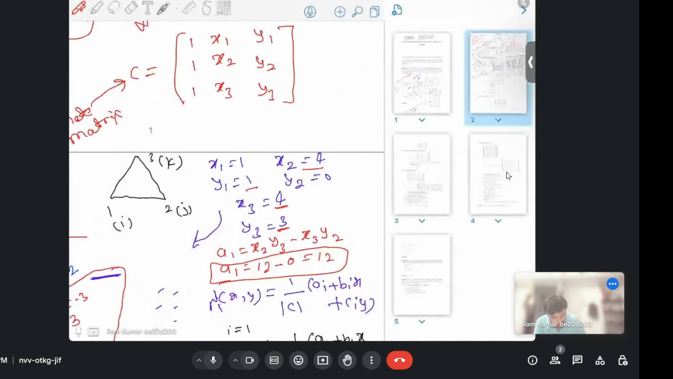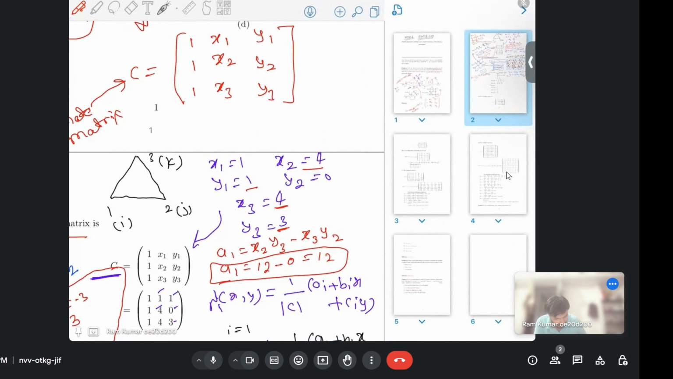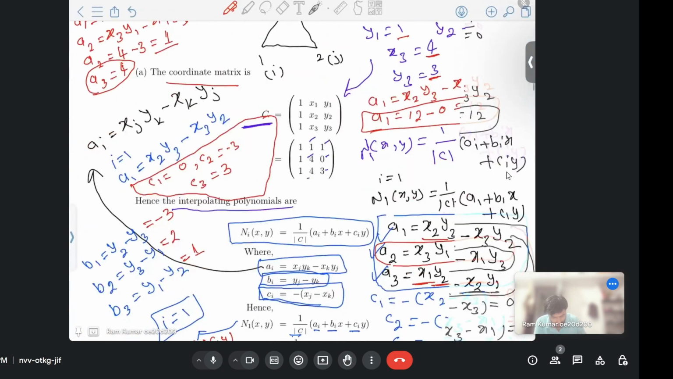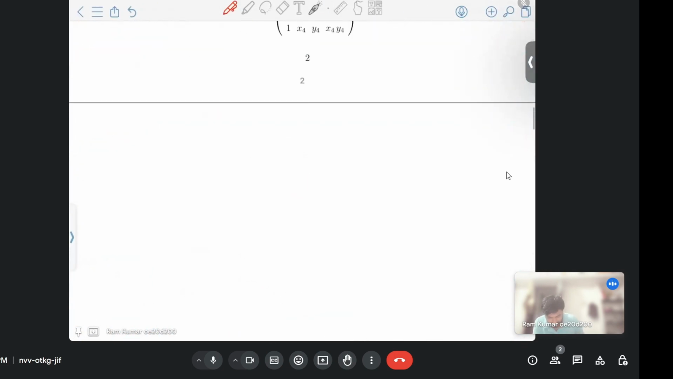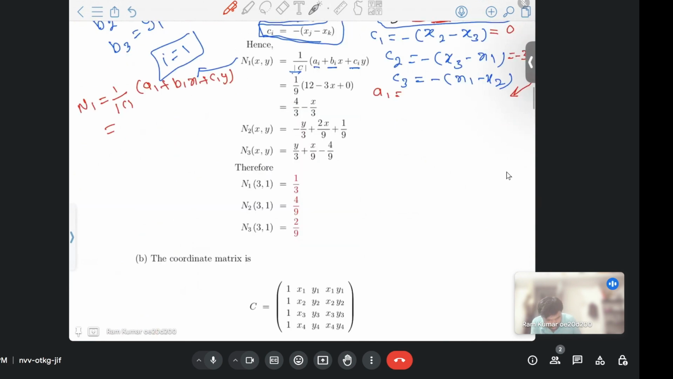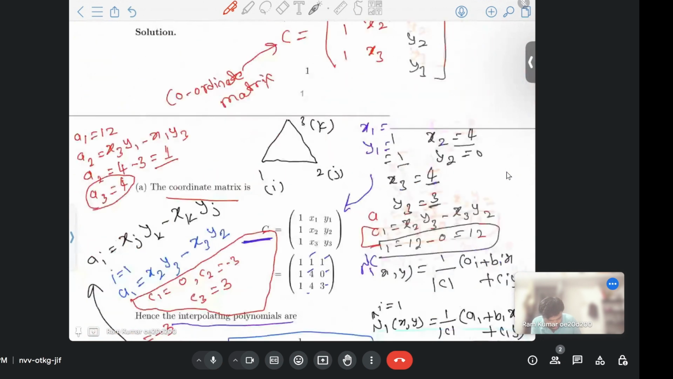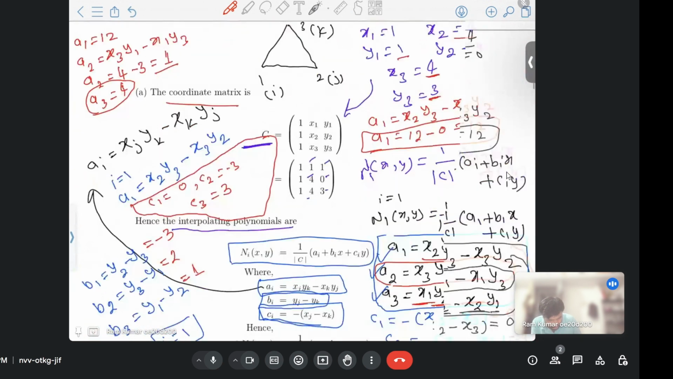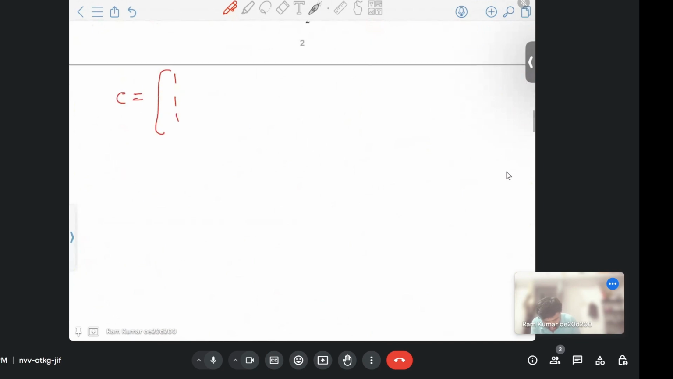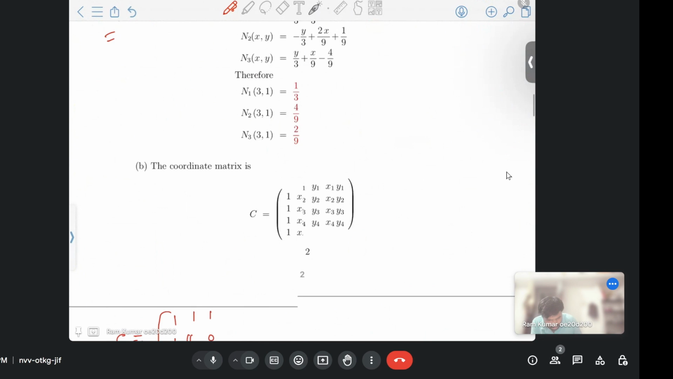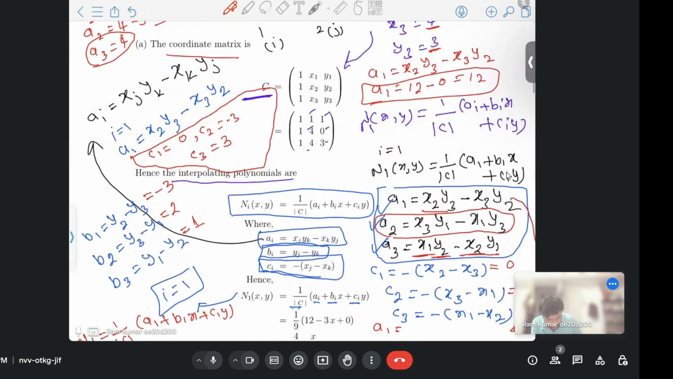So I will add one page and I will move this one here. Okay. So let me write here what is C matrix. We are having C matrix equal to 1 1 1 1 1 1 and 1 4 4 1 0 0 3. 1 4 4 1 0 1 0 3. Yes.